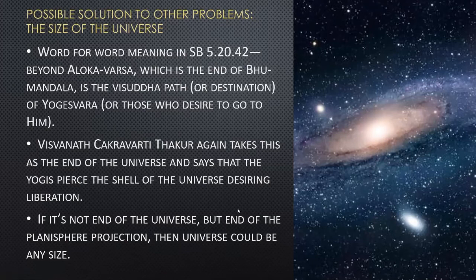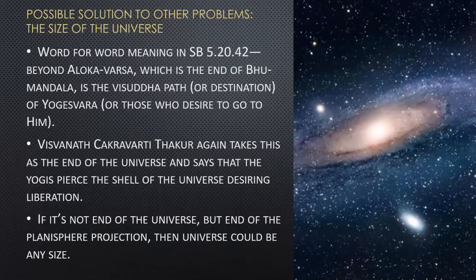But this does not necessarily mean that it's the end of the universe. We can just take it to be the end of the planisphere projection, and therefore the universe could be any size that we really want. What Shukadev Goswami may be hinting at here is that we're just making this model, this planisphere, big enough to account for all of the planets that we are able to see with the naked eye, which is up to Saturn, and thereafter a little bit more, but that's it.